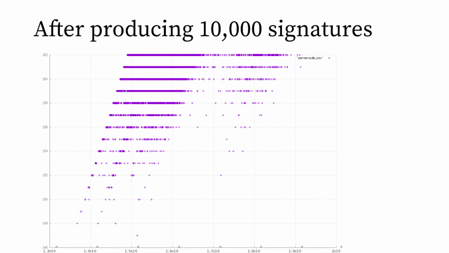What is the x-axis here? This is supposed to be the time. This is actually the CPU cycles, the number of CPU cycles since boot. So when a signature is here, it took less time to compute. And those are the ones which are small, which have smaller nonces.